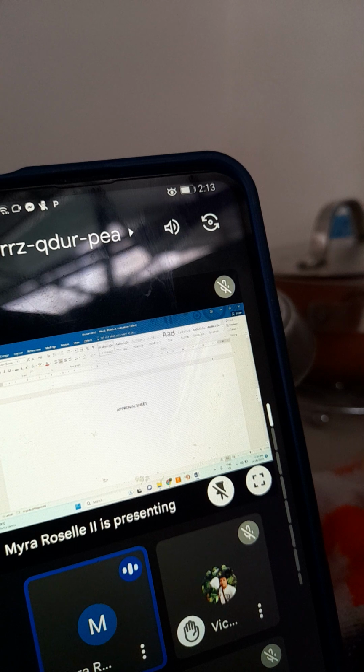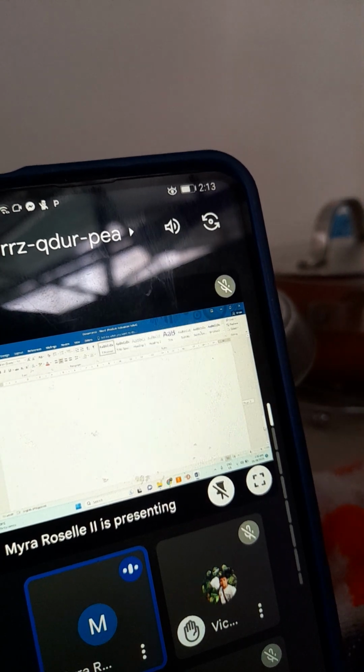Okay. Page 2, preliminary pages. Page 2 is the approval sheet. Let's go to page 3.